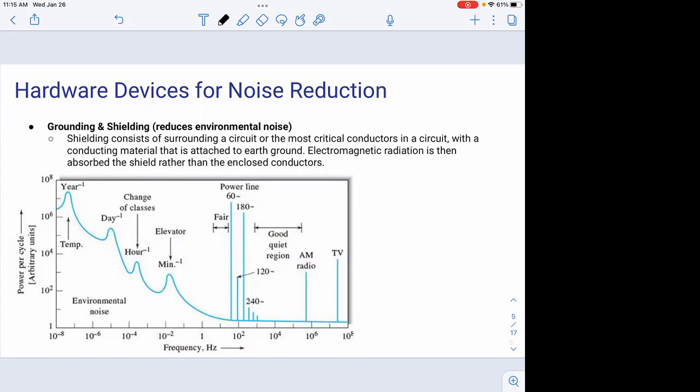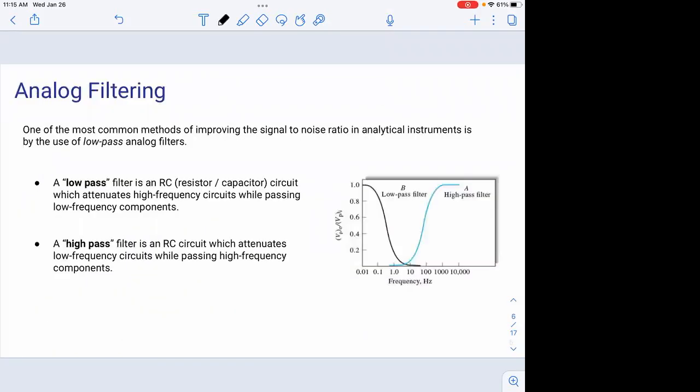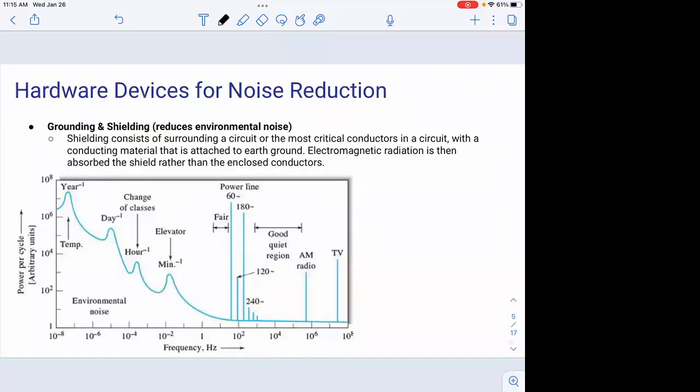So grounding and shielding is something that's really common in spectroscopy measurements. Another option for hardware, and so let's back up a minute. What this really means is it's like an actual metal shroud, or connecting ground wire to any circuitry within your instrumentation. Okay.